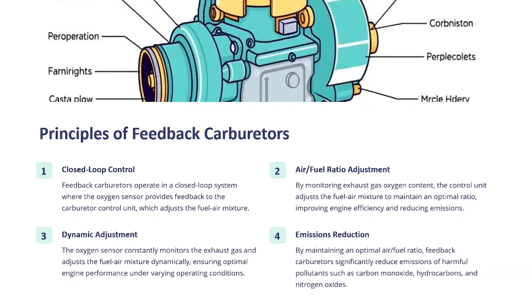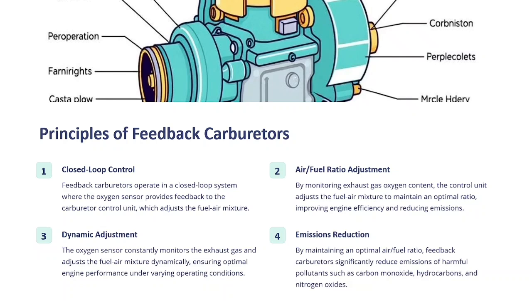That means dynamic adjustment refers to the system ability to adapt to the changing engine operating condition, such as throttle position and engine load, engine speed and temperature, altitude and atmospheric pressure.